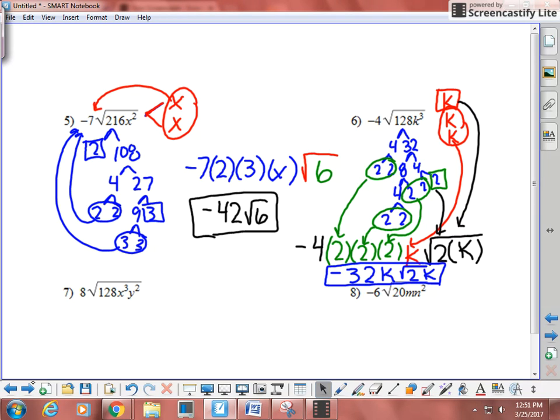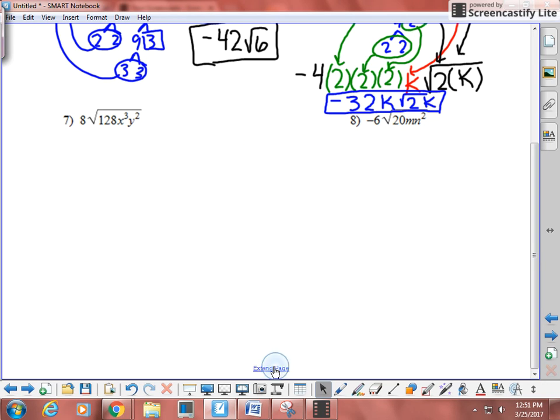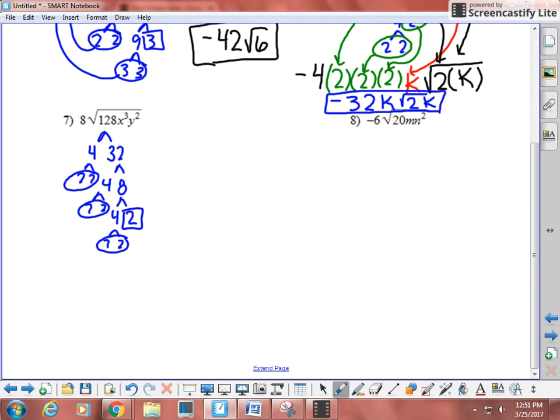Okay, then on to my next ones here. 128, which we already just broke down. We know that that's divisible by 4. So 4 and 32, 4 and 8, 4 and 2, 2 and 2, 2 and 2, 2 and 2. Okay, couple, single. Okay, so the original 8 is already out there. So then times this 2, and this 2.